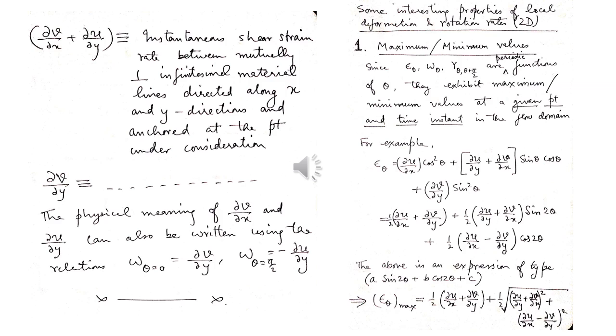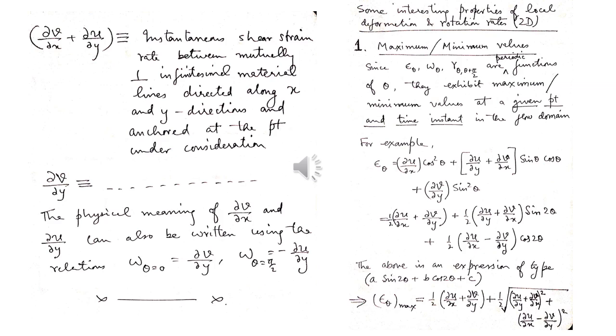Now, if you consider this expression as a function of theta at a given point and at a given time instant, the other partial derivatives will be just fixed numbers, so to speak, and so you can regard this expression as a function of theta alone: how the longitudinal strain rate at a given point and a given time instant would be varying if I vary theta.